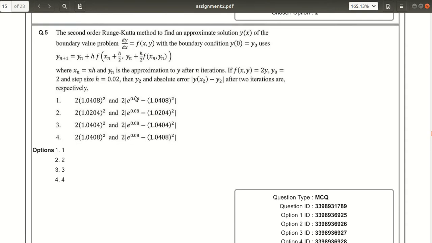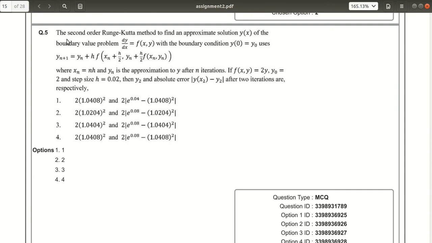So this is a numerical based question, and I used to make videos on numerical methods on my channel, physics to comparison, so you can have a look at the videos I have made already. So yeah, let's have a look at question number 5.